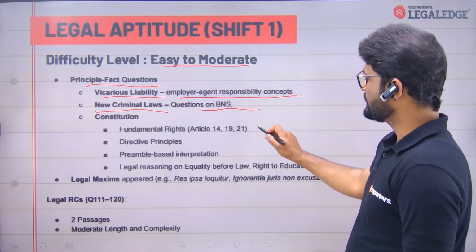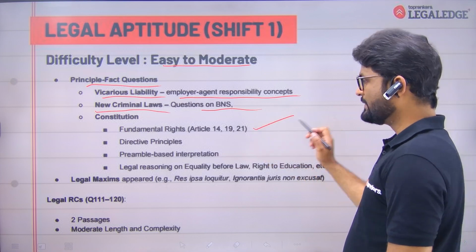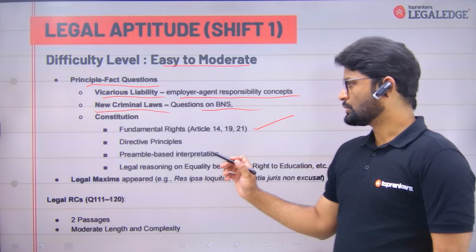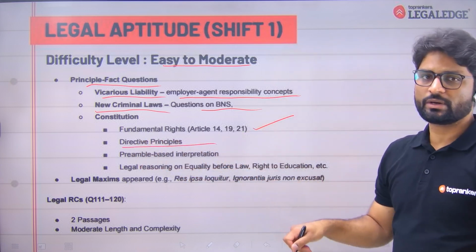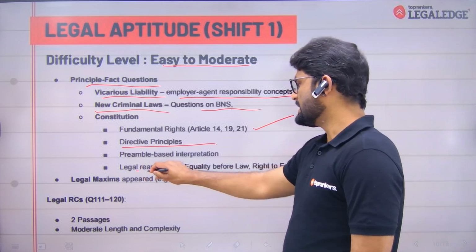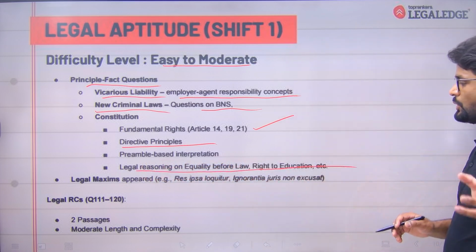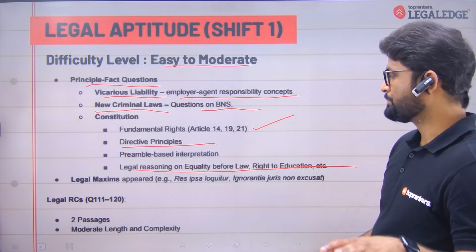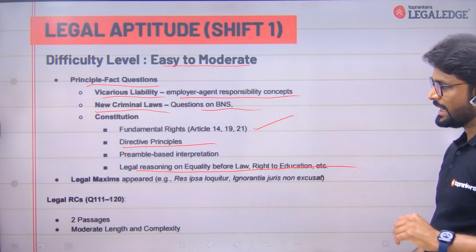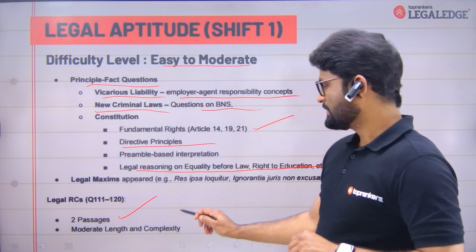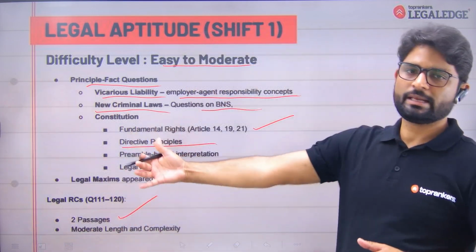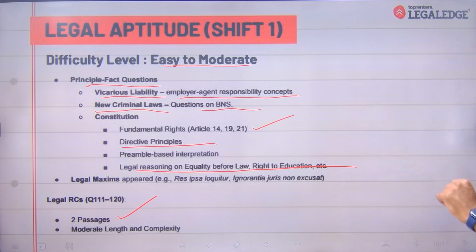From the Constitution, questions were asked from Article 14, 19, 21, and directive principles of state policy. So there were questions on DPSPs. Preamble-based interpretations were also there in this section. And on legal reasoning, there were questions coming from equality before law, right to education, etc. There were also some questions from legal maxims. And in the legal RCs, there were two passages which were moderately lengthy but complex. So this is how the whole legal aptitude section looked in the first shift.